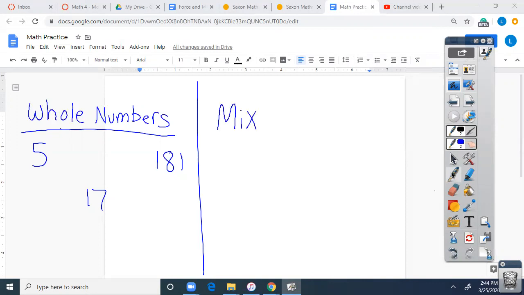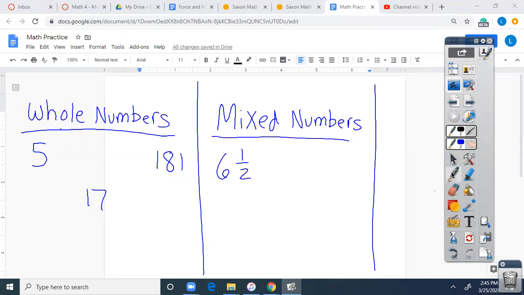Now we're going to talk about mixed numbers, which is what I just said. If you have 6.5 of something, 6 and 1/2, that is a mixed number. Mixed number means that you have a whole number plus a fraction. So if you have your notes, I would write that down. A mixed number just means you have a whole number, like 6 is a whole number, plus a fraction. 1/2 is a fraction.